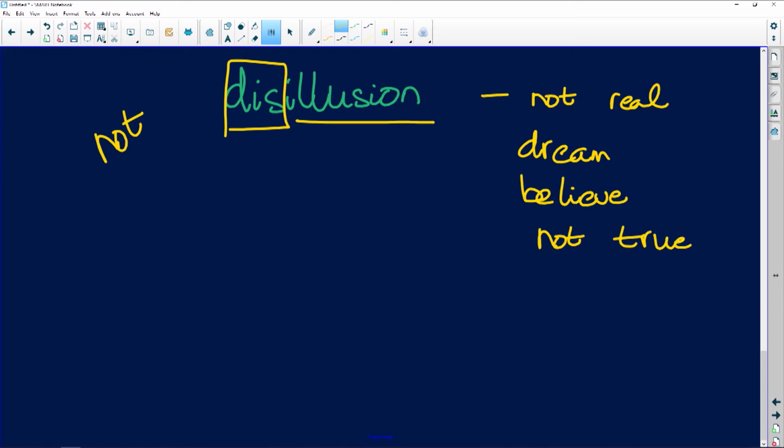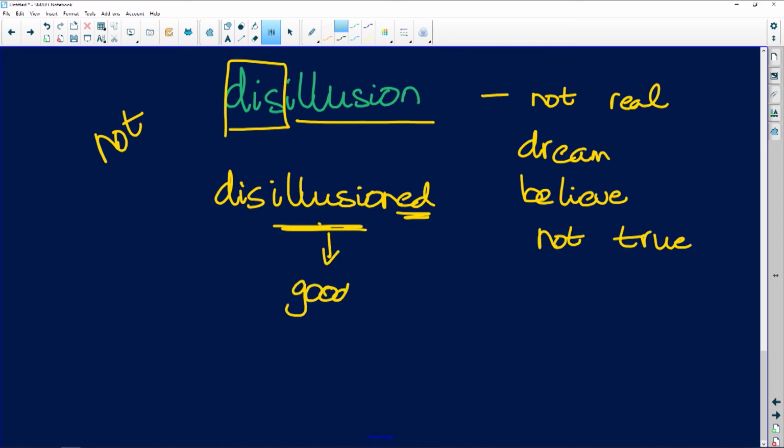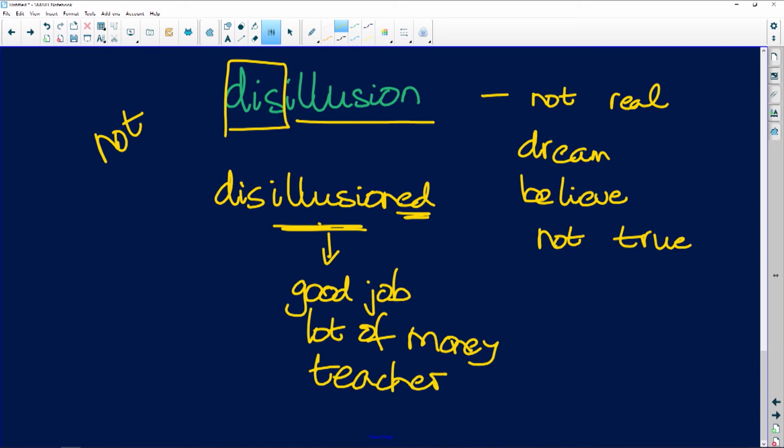Now, in English, we say a person is disillusioned when their illusions are taken away from them. So they believed something, and now they realize that it's not real. So what was Calvin's illusion? That he could get a really good job, he could get a lot of money, and the way to do it was that the teacher would make sure that this happened.